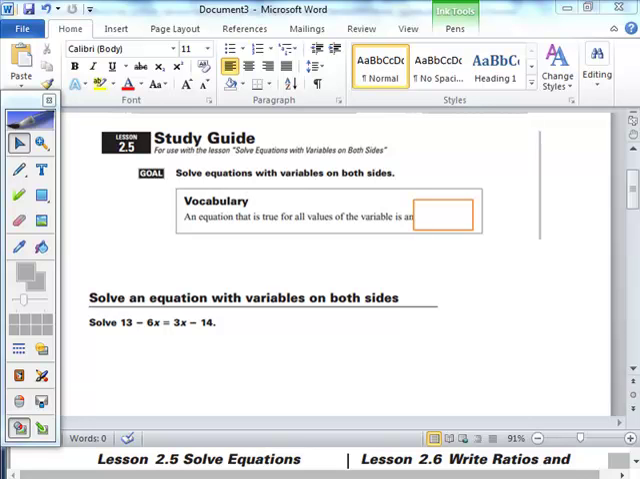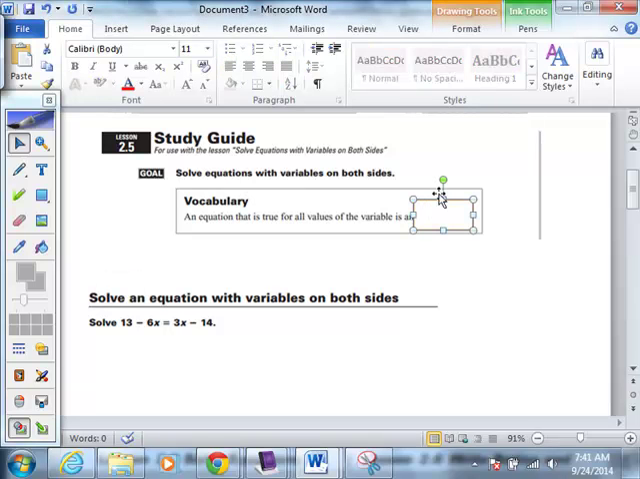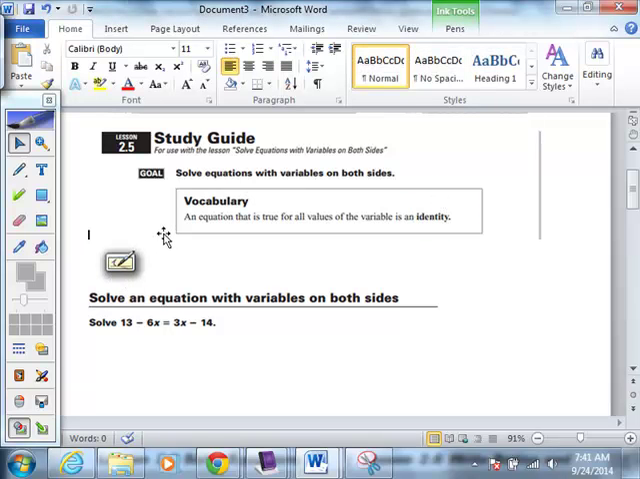Lesson 2.5 is solving equations with variables on both sides. So you have solved two-step equations, you've solved multi-step equations, and now you're going to solve equations with variables on both sides. An equation that's true for all values of a variable is called an identity. So if it's true for every single value, then it's called the identity. And here we're going to go ahead and solve the equation with variables on both sides.